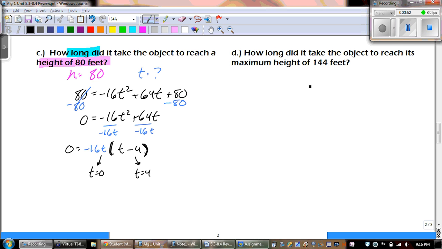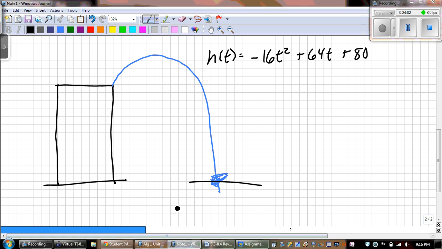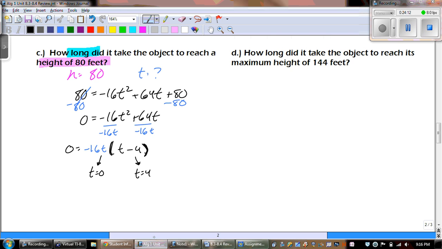Did you guys get 2 answers? I sure did. I got t equals 0 and t equals 4 seconds. Okay. Why 2? Well, remember, our starting height was at 80, so there's going to be 2 different points where it's at 80 feet. Okay. So t equals 0 and 4 seconds.